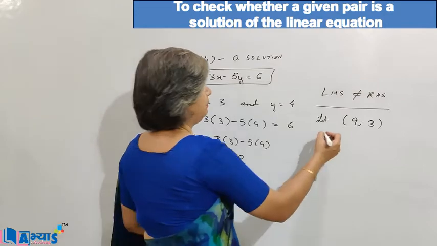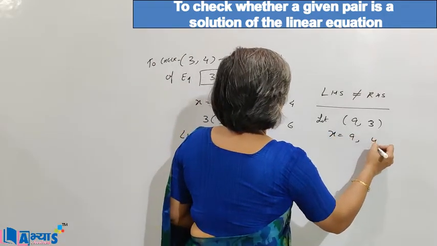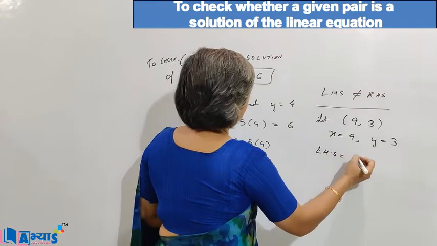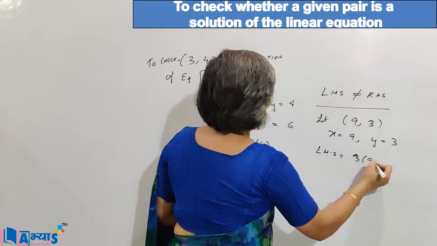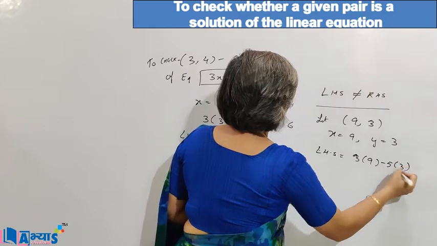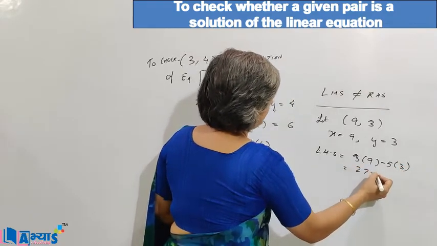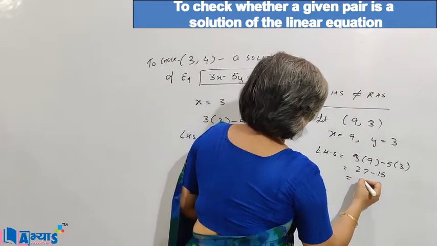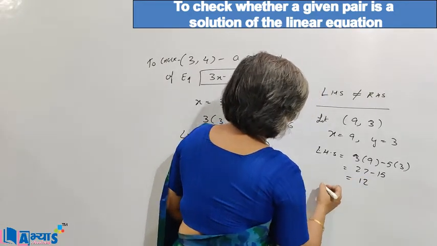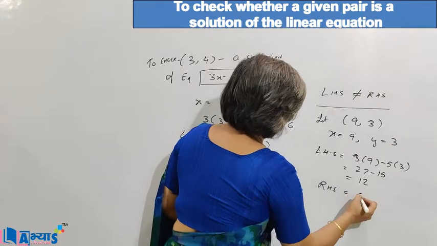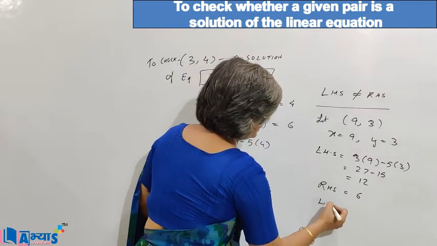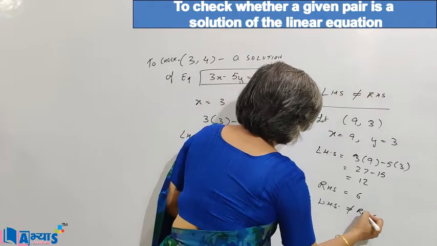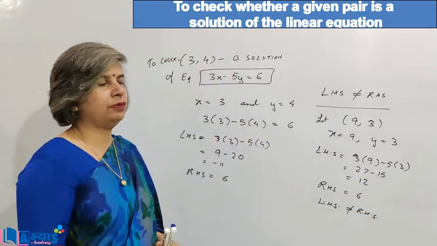We will substitute the value of x as 9 and y as 3. The left hand side will become 3 into 9 minus 5 into 3. Now 9 into 3 is 27 minus 15. It will come out to be 12, and the right hand side we know is 6. So we can say that the left hand side is not equal to the right hand side. Hence it is also not a solution of this equation.